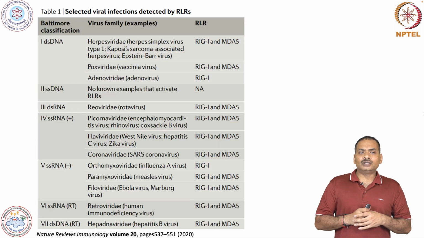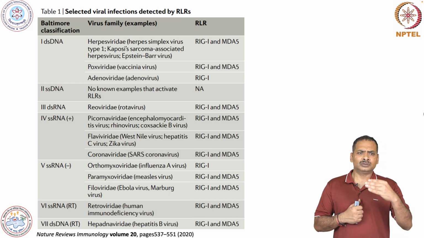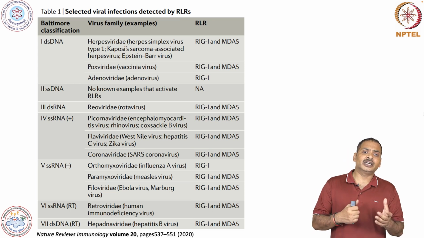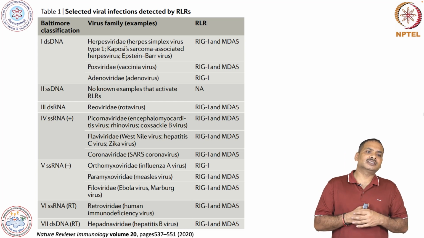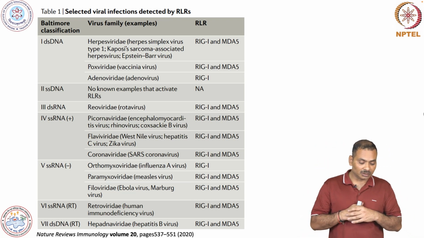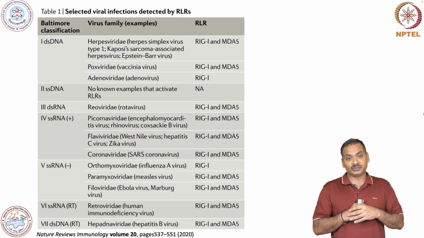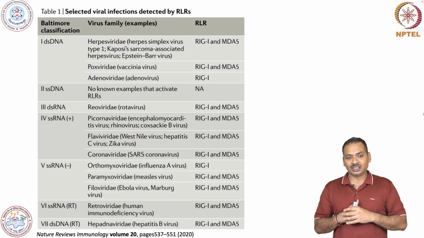Now I will discuss the various viruses which are recognized by RIG-I and MDA5. Here you can see the Baltimore classification. Probably you might be aware of what the Baltimore classification is. It is a classification system which places viruses into one of 7 classes. Here you can see there are 7 classes: 1, 2, 3, 4, 5, 6, 7.